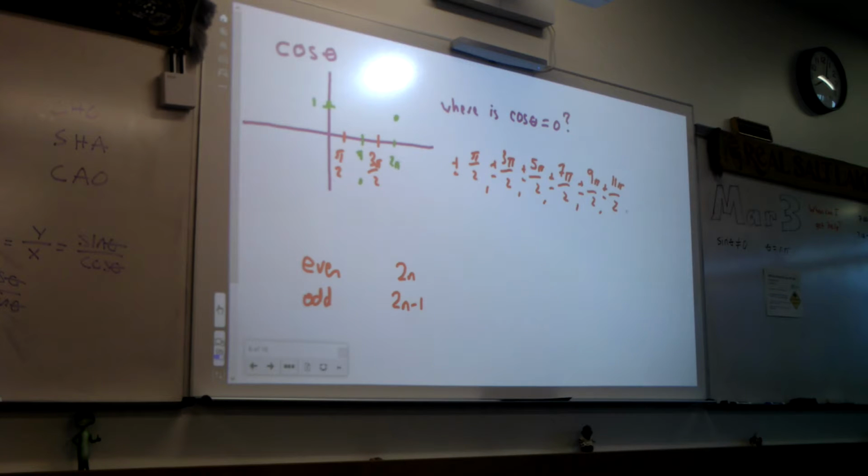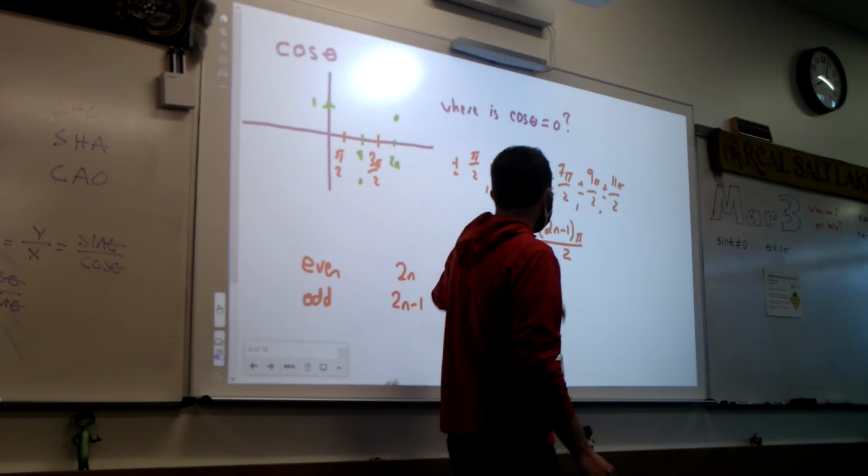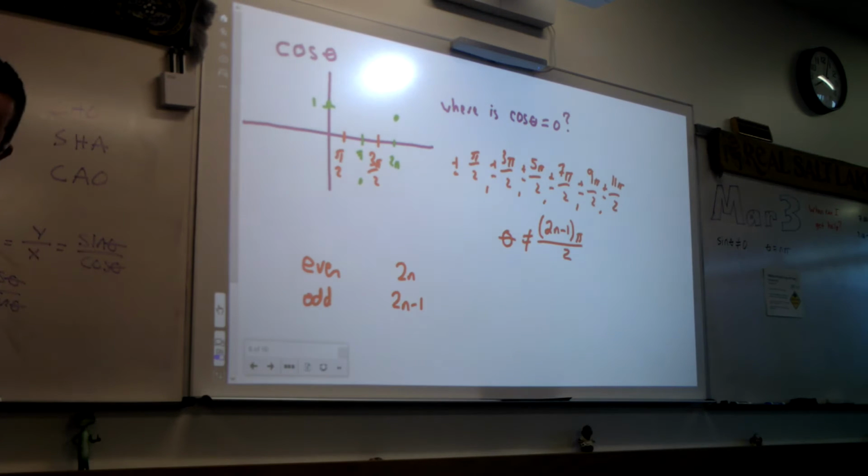So here what we're saying is we want to make sure theta cannot be odd multiples of pi halves. So when we write that out, it's going to look like this. Theta cannot equal (2n - 1) pi over 2. Now, that doesn't look very fun, right? But what does that mean? The 2n - 1 guarantees that we're going to get an odd number here, right? And then it's just going to be odd multiples of pi halves. So I need to add in there where n is any integer.